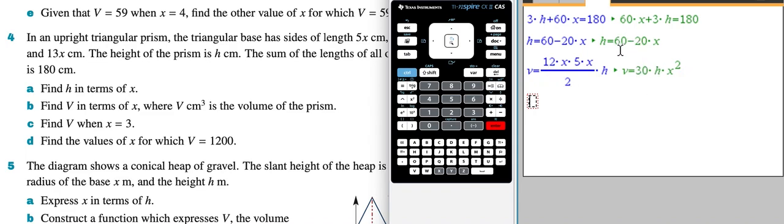I've got h already, and I want the V in terms of x. So basically I'm just going to go V equals 30x squared times 60, and you can see that you can take out like -20 and stuff. So you can see there I've got -600 x squared times (x minus 3).